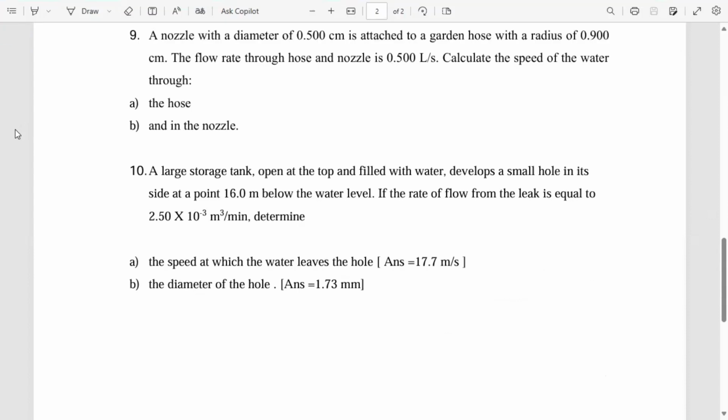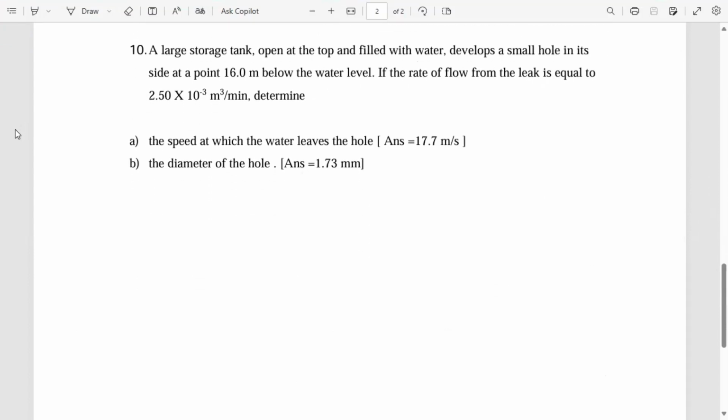Let's look at the last question, which is question 10. Question 10 says a large storage tank open at the top and filled with water develops a small hole in its side at a point 16.0 meters below the water level. If the rate of flow from the leak is equal to 2.50 times 10 to the power minus 2 cubic meters per minute, determine A, the speed at which the water leaves the hole, or B, the diameter of the hole.